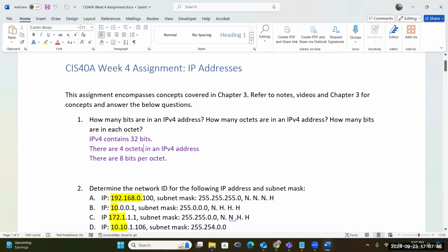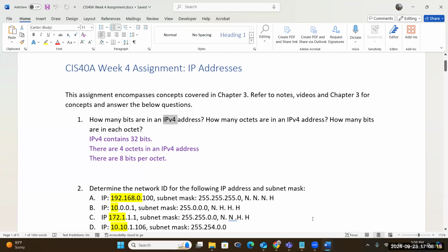So we mentioned that there are 4 octets in version 4, and each octet represents the value before the dot. And there are 8 bits per octet. Okay, any questions? So we always refer to version 4 for the private addresses. Why? Because a lot of the administrators still manage the systems with version 4.